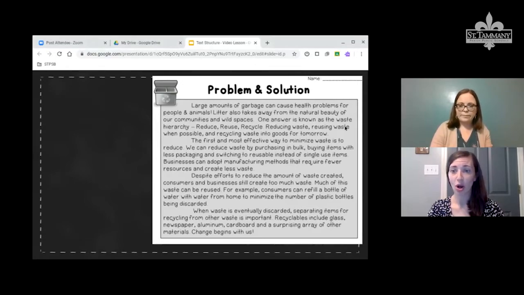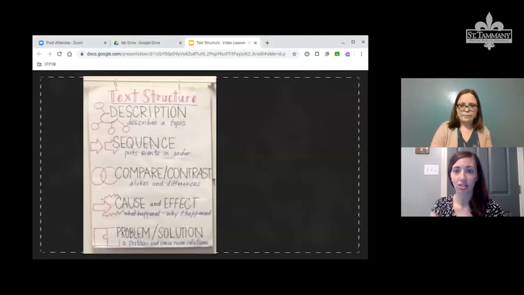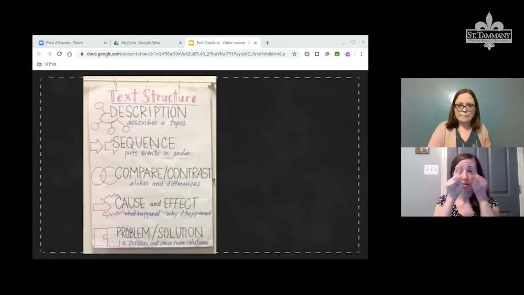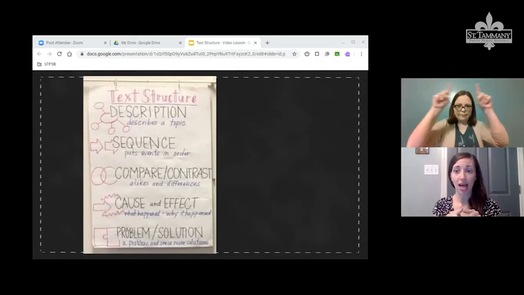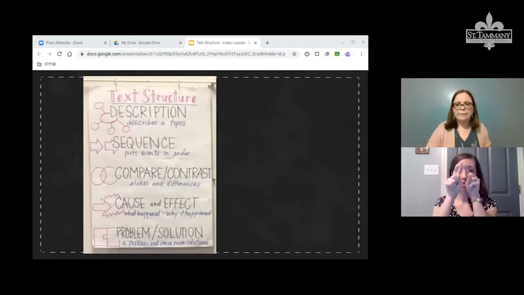Let's go back over all 5 of our text structures and see if we can remember all of those hand motions. All right, are we ready? Our first text structure is description. Remember, description describes a topic. Try it with me. Description describes a topic.